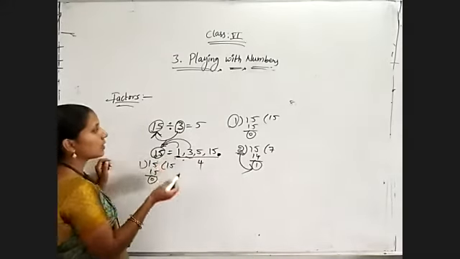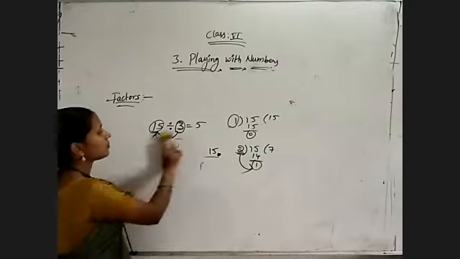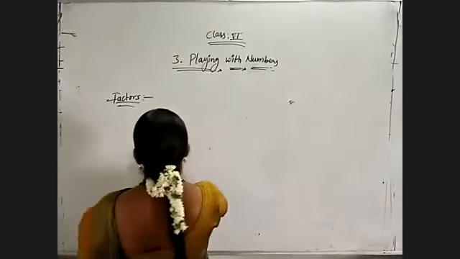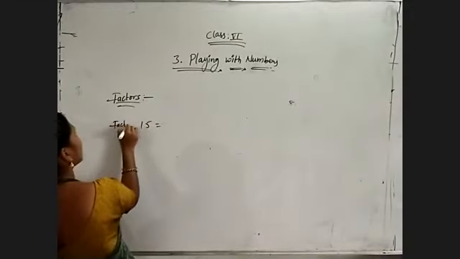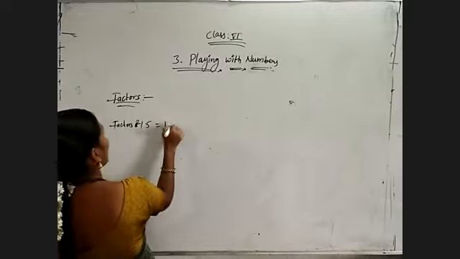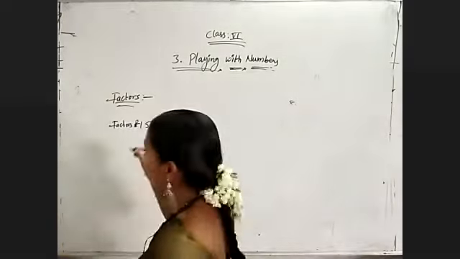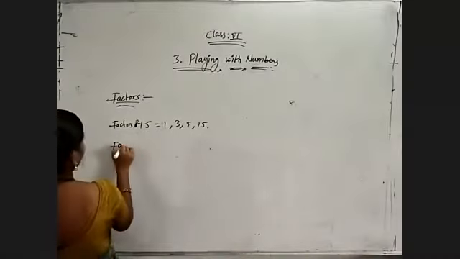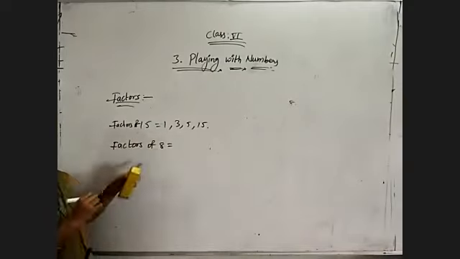And observe, take other numbers. So what are the factors of 15? Factors of 15 are 1, 3, 5, 15, we got now. Okay. Now coming to the factors of 8. So this is very simple.